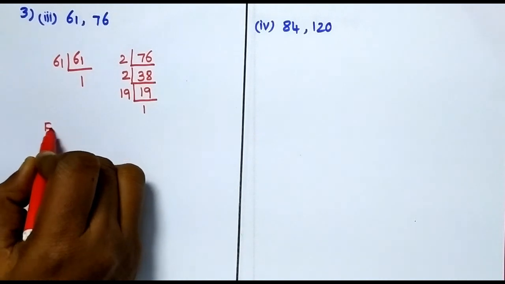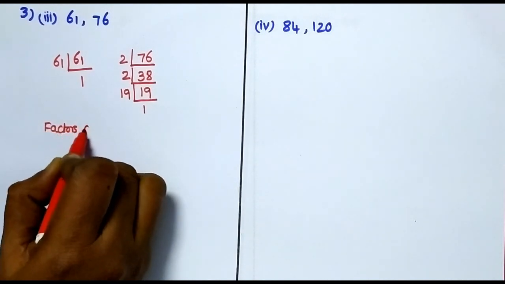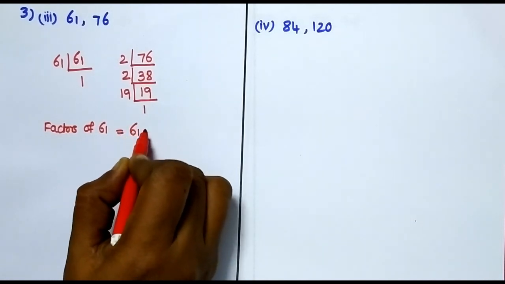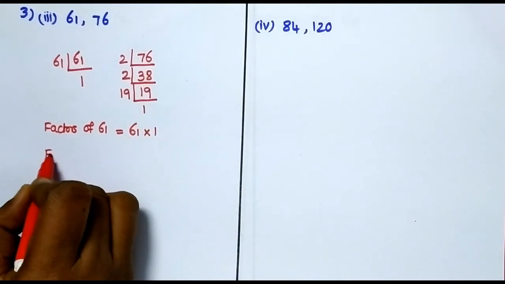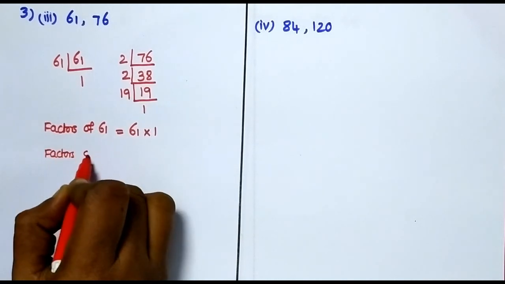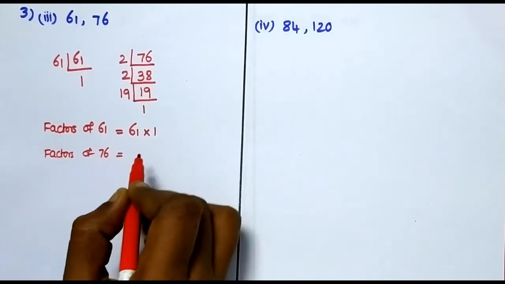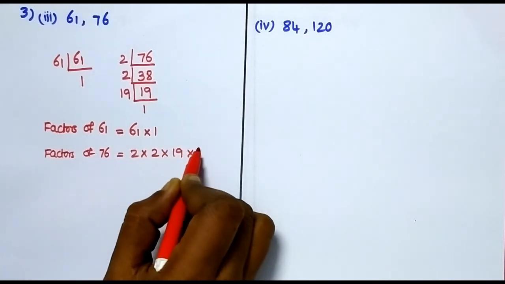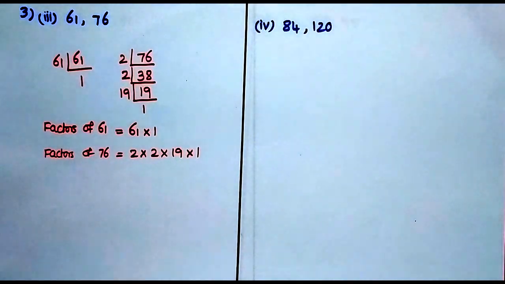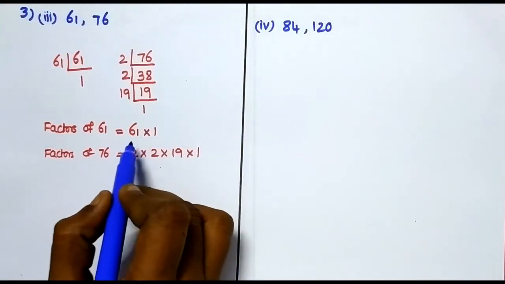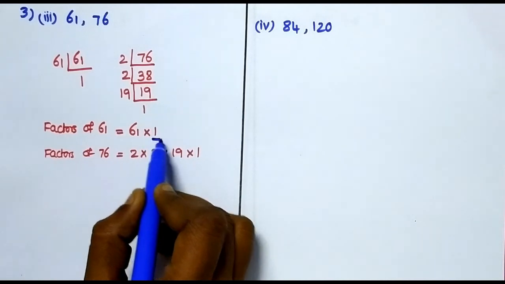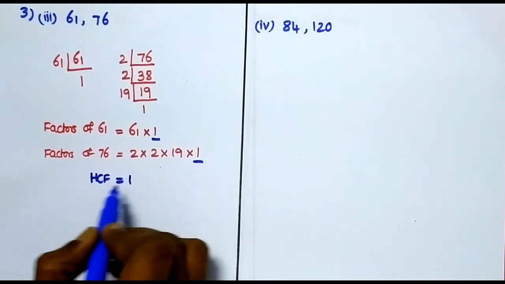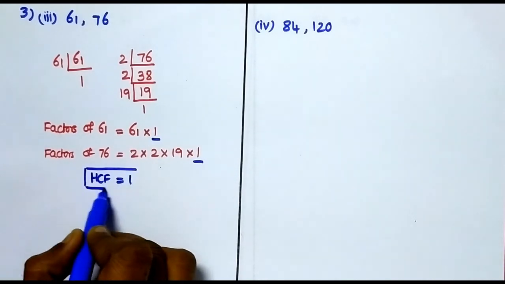What are the factors of 61 equal to 61 into 1, and then factors of 76 equal to 2 into 2 into 19 into 1. Now the common factor is 1 only here, so HCF equal to 1. That is the answer.